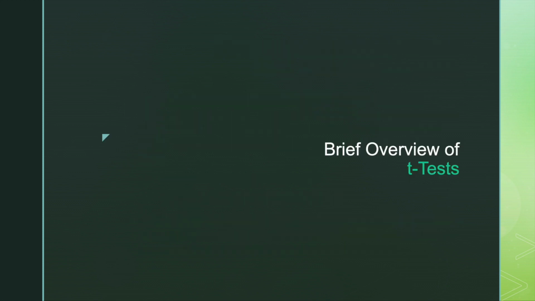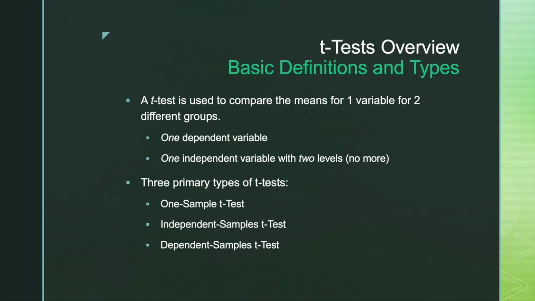Our first real exploration into doing hypothesis testing was through t-testing. So a t-test is used to compare the means for one variable for 2 different groups, okay? So we have one dependent variable and then one independent variable with 2 levels. Can't be more than 2 levels. And there's 3 different types: the one sample, the independent samples, and the dependent samples. And the next couple slides in the PowerPoint are just going over what the difference is between each one of these three and how to run them in SPSS.